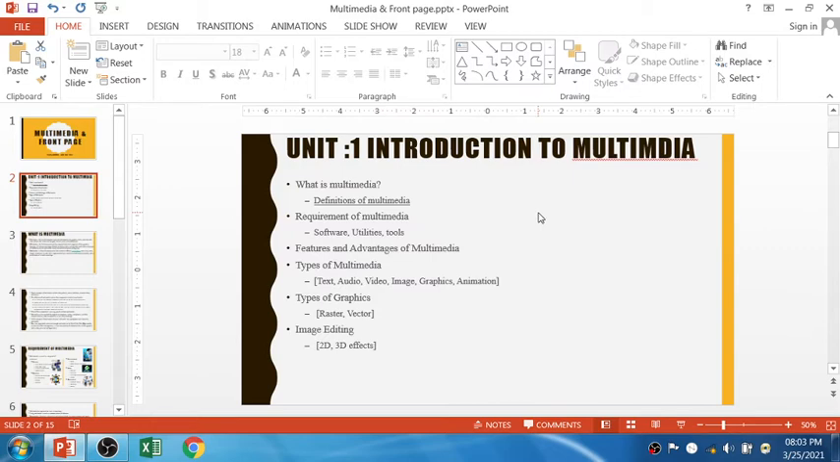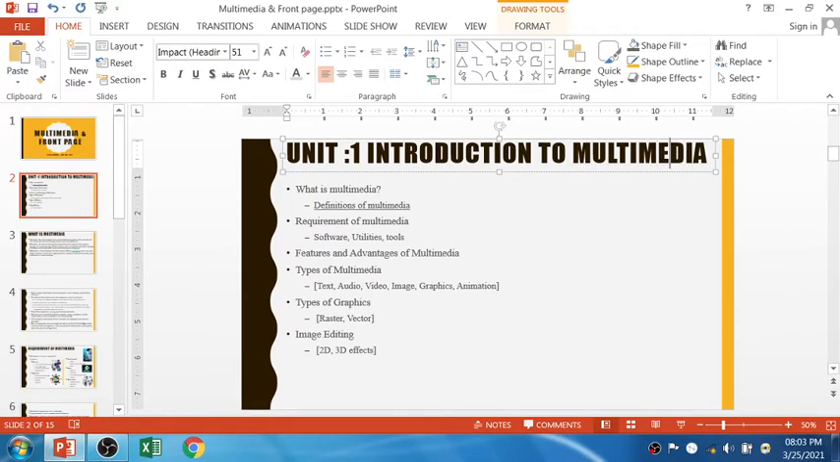The first unit is introduction to multimedia, and that contains the following topics. In this session I'm going to discuss what is multimedia, requirements of multimedia, and features and advantages of multimedia. And in the next session I'm going to discuss the types of multimedia, types of graphics and image editing, that is 2D and 3D effects. So let's start.